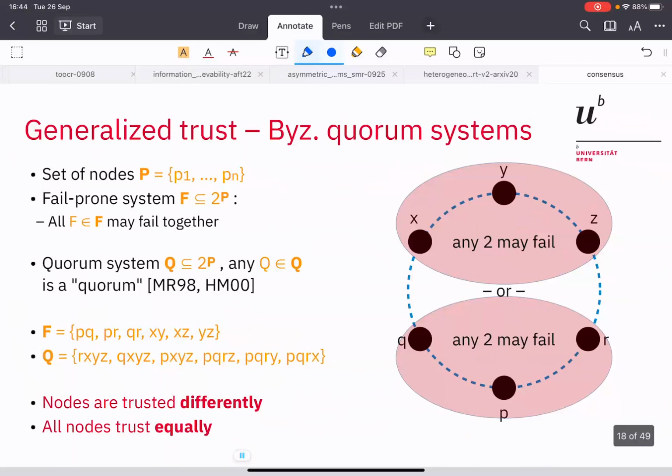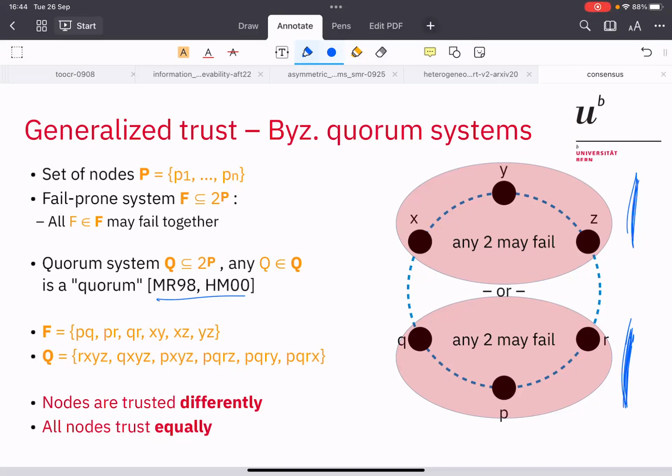For one thing, here's a picture like this, where we have 6 nodes, and there are 2 groups, the upper group and the lower group, and any two of them might collude together against the rest, against the system. But any 2 of the other group might also collude, but there is never the case that one of the PQR group colludes with one of the XYZ group. And in this model, we can actually run consensus protocols. We formulated them. This is not something that we developed for the first time, because this goes back 20 years. But we actually developed mechanisms to run these protocols.